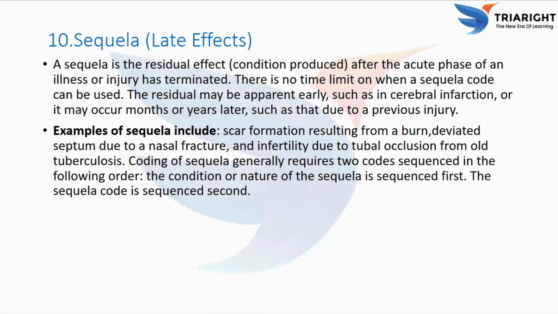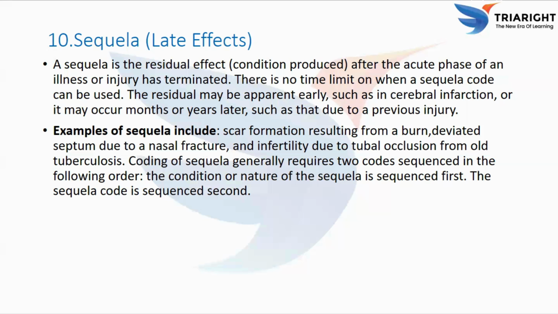So what are the examples of sequela? It might be a scar after a burn, a deviated nasal septum after a nasal fracture, and also it may be the infertility issue due to the tubal damage from old tuberculosis. So what is the coding rule for the sequela? Usually two codes are needed. Right. The first one is the current condition or effect, and the second code is for the sequela. So for example, a scar from an old burn. The scar condition is the current condition, right? So sequela of burn is the second code. So you have to code both the scar condition and also the sequela of the burn.